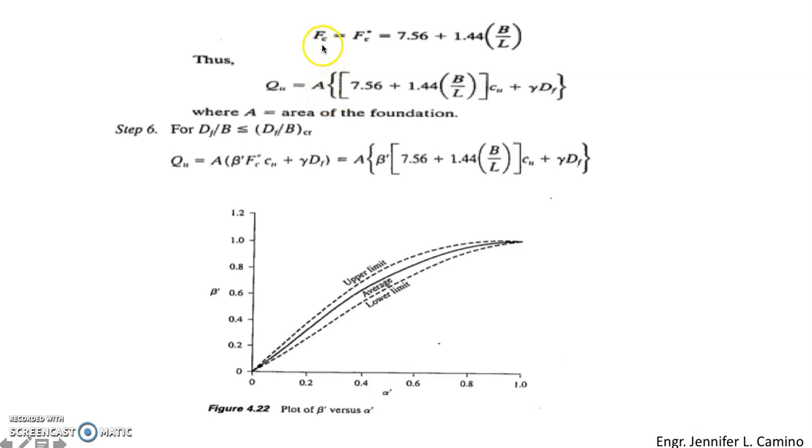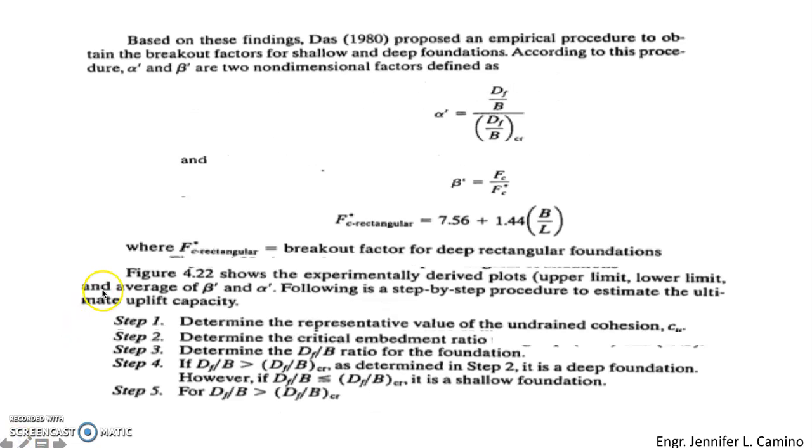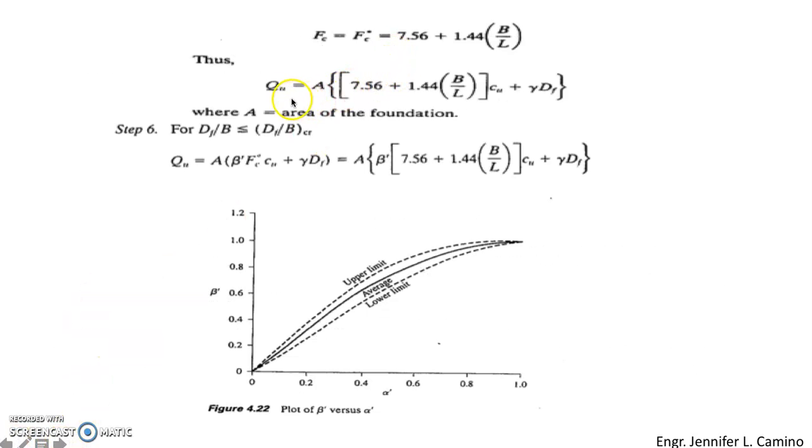We are also given the formula to compute the breakout factor for a deep rectangular foundation. And of course, to compute the ultimate uplift capacity, this is the equation. This equation is applicable if the ratio dF over B is greater than the critical value of dF over B. However, if dF over B is less than or equal to the critical dF over B, you make use of this equation.